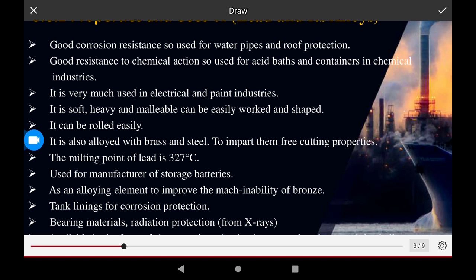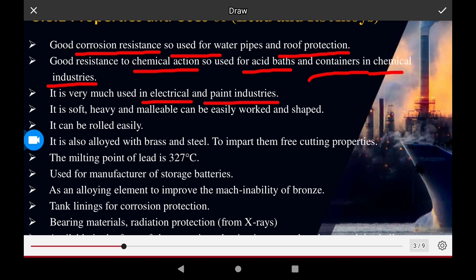Good corrosion resistance, so it is used for water pipes and roof protection. Good resistance to chemical action, so it is used for acid baths and containers in the chemical industry. It is very much used in the electrical and plant industries.